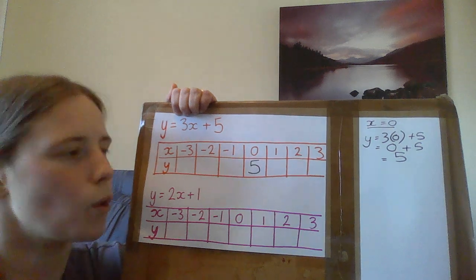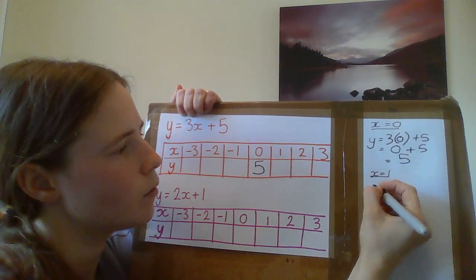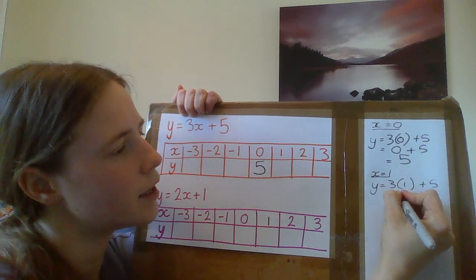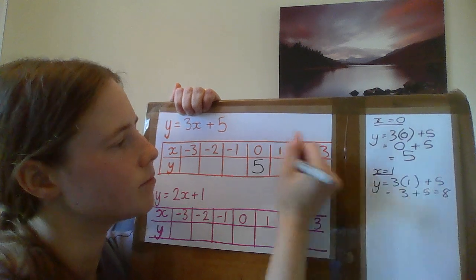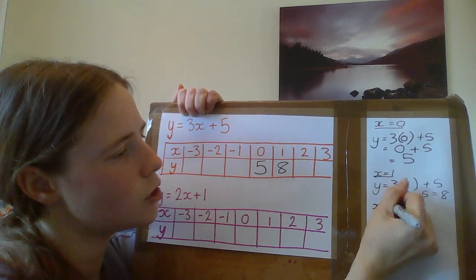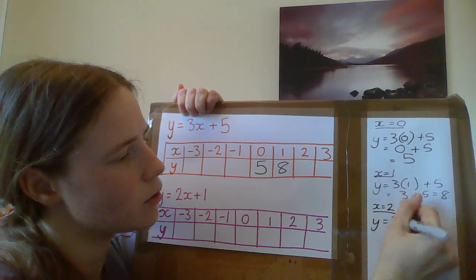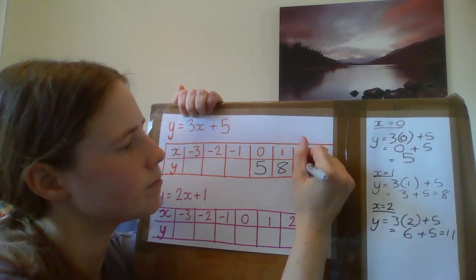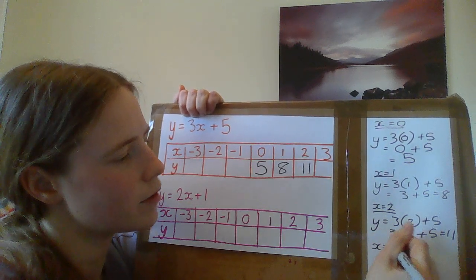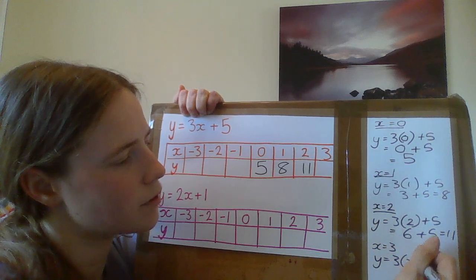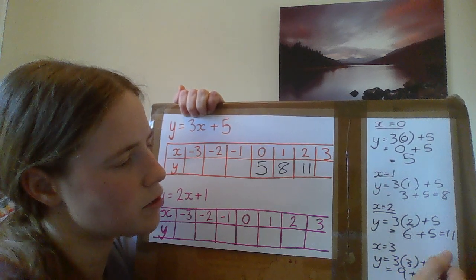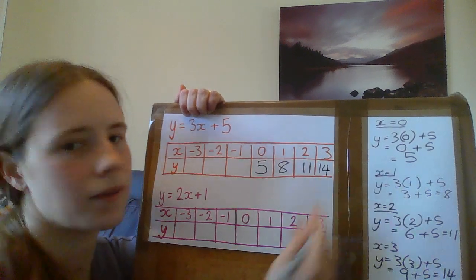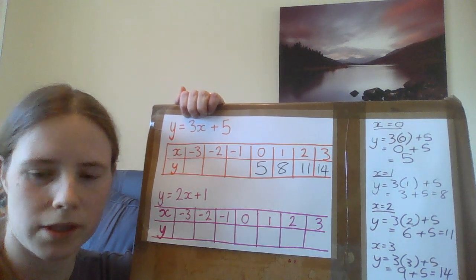Next one, I'm going to put x as 1 in. So x equals 1, y equals 3 lots of 1 plus 5. 3 lots of 1 is 3, plus 5 is 8. When x is 2 now, y is 3 lots of 2 plus 5. 6 plus 5 is 11. And then when x is 3, y is 3 lots of 3 plus 5. 9 plus 5, which is 14. So we've got our first few points sorted.